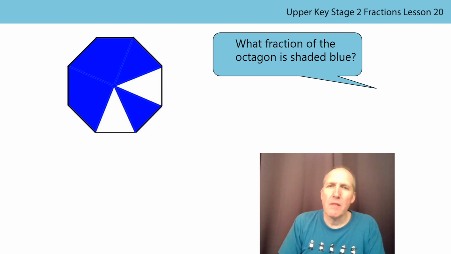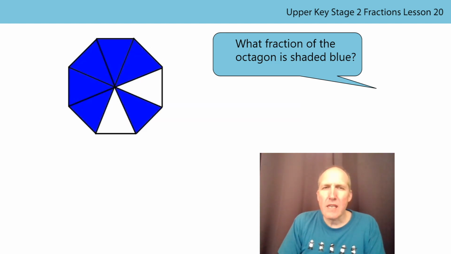What have you decided? Well, we could divide the whole into 8 equal parts. It's an octagon, 8 equal parts. Each equal part is 1/8 of the whole, and we've got 6 parts shaded, so we could say that 6/8 of the octagon is shaded. Is there another way we could express that?